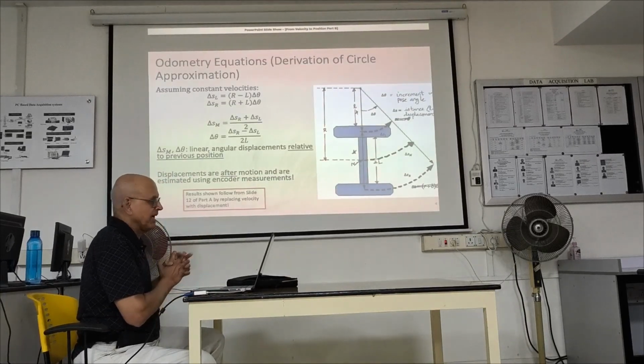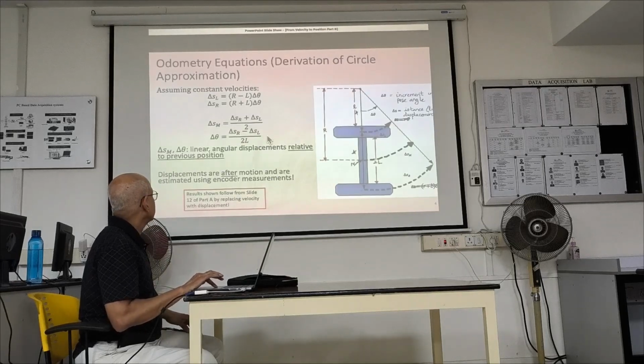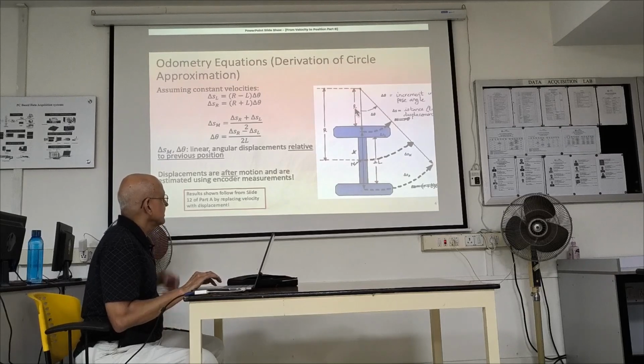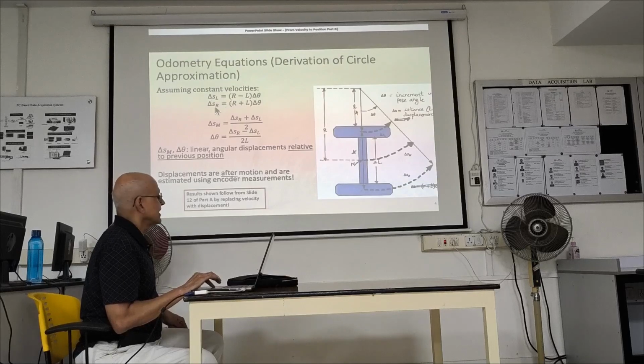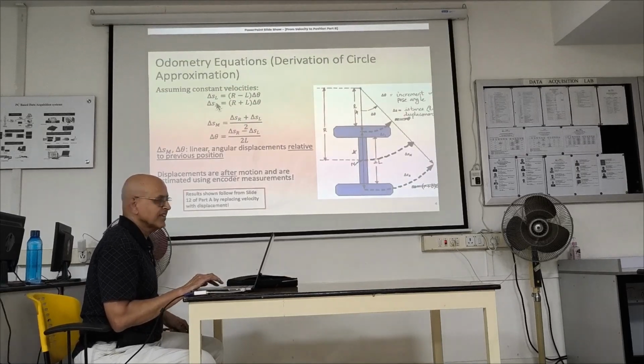It's so simple actually. So if delta SL is this, do you understand this? So here is the radius. This is not capital L. Capital L is between these two. This is lowercase l. So R minus l times delta theta is delta SL. So there it is. Similarly, R plus l times delta theta is delta SR.